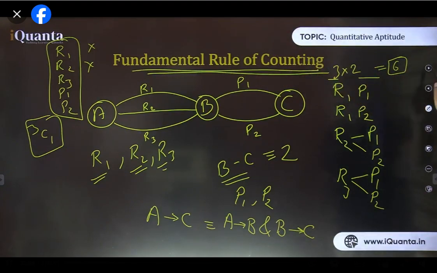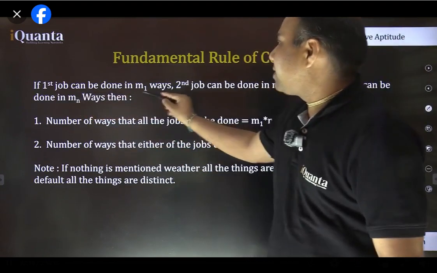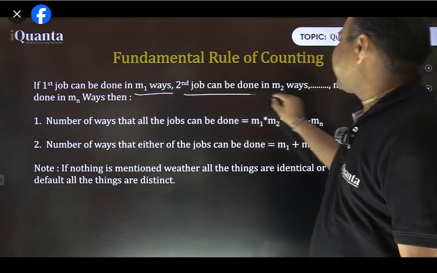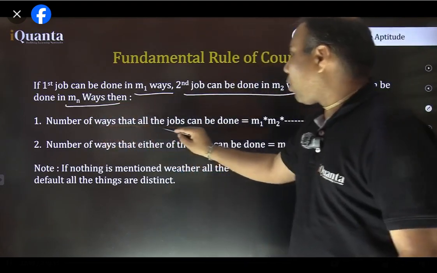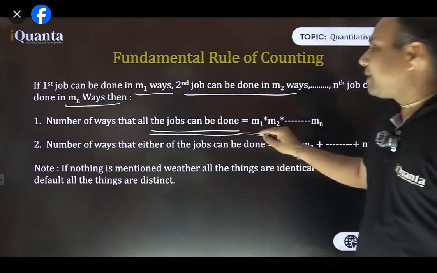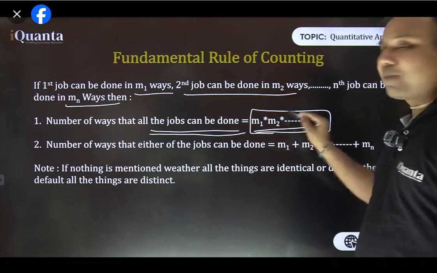So we're talking about the fundamental rule or fundamental principle of counting. Now you can read it here. If the first job can be done in M1 ways, the second job can be done in M2 ways, and so on, another job can be done in Mn ways, then the number of ways that all the jobs can be done. That means every job needs to be done, so the individual number of ways needs to be multiplied.